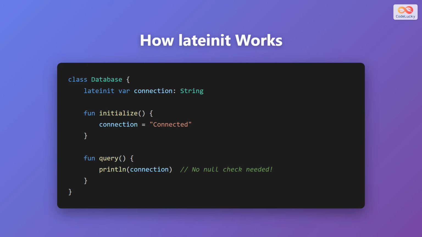Let's see how lateinit works in practice with a database class example. Here, connection is declared as a lateinit var of type String. In the initialize function, you assign a value to connection. Later, in the query function, you can access connection directly without any null checks. The code is clean and straightforward. Kotlin trusts that you've initialized the property before using it. If you access a lateinit property before initializing it, Kotlin will throw a special exception to alert you, rather than giving you a null pointer exception.